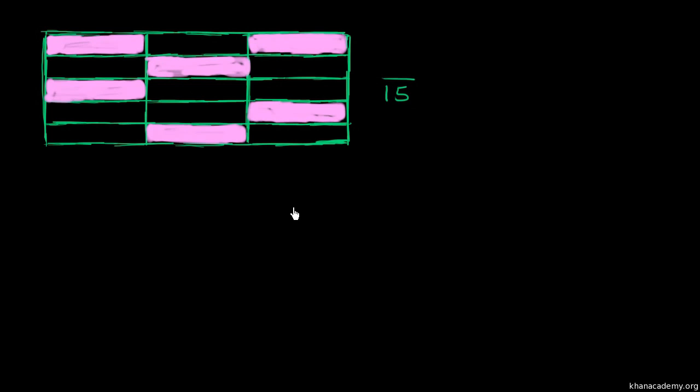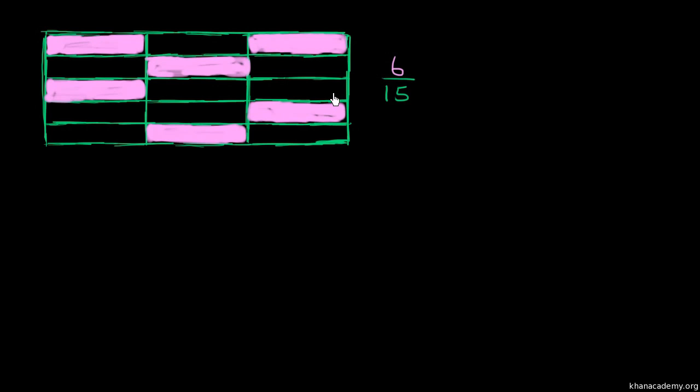And how many of those equal sections are actually shaded in this kind of pinkish color? Well, we have 1, 2, 3, 4, 5, 6. So it's 6/15 is shaded in. But I want to simplify this more. I have a feeling that there's some equivalent fractions that represent the exact same thing as 6/15.